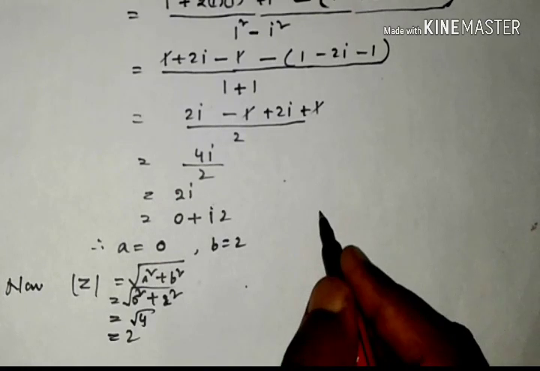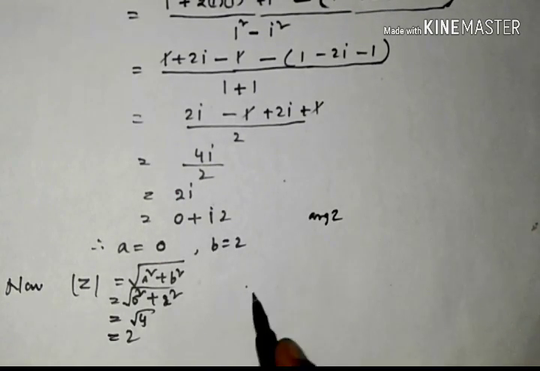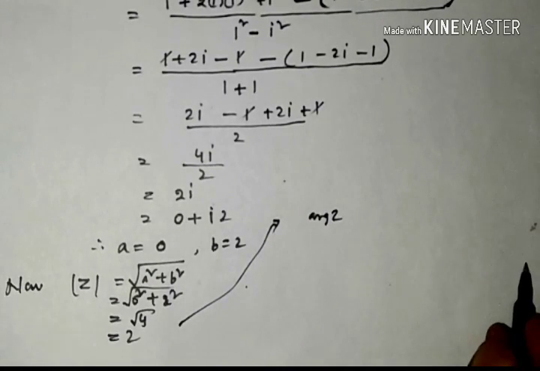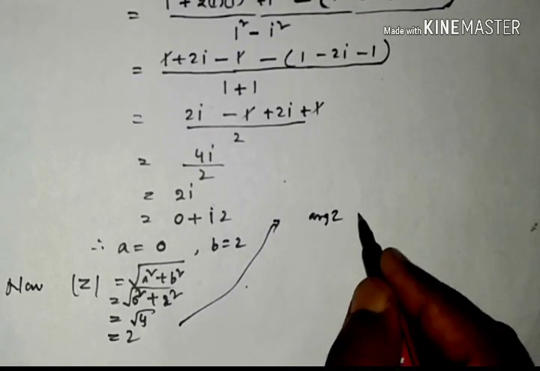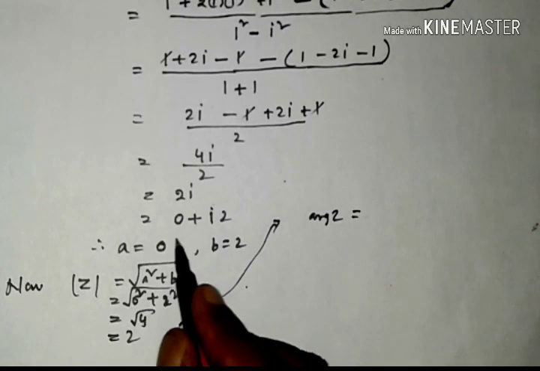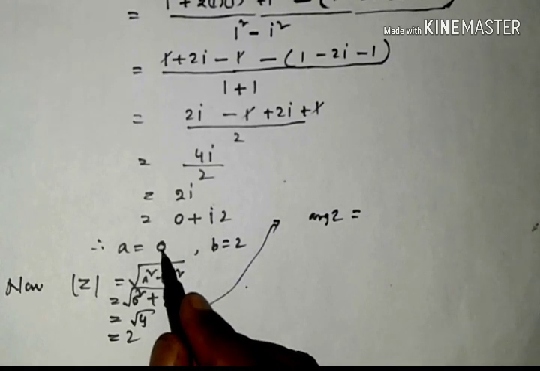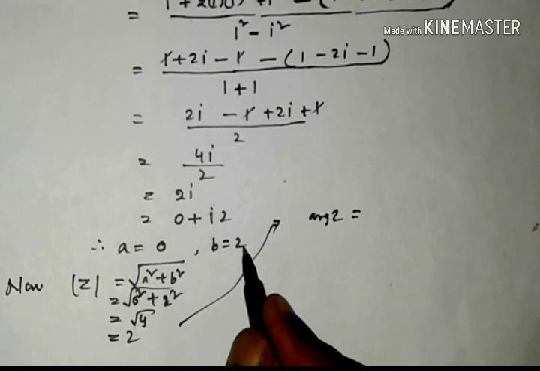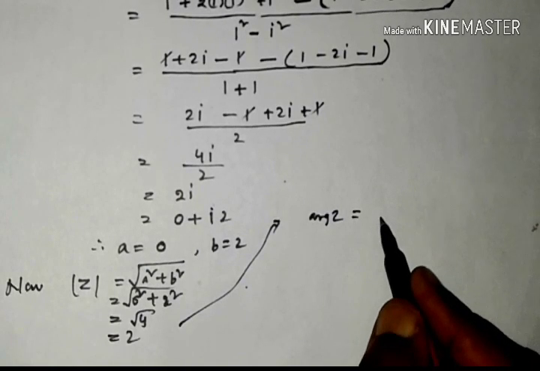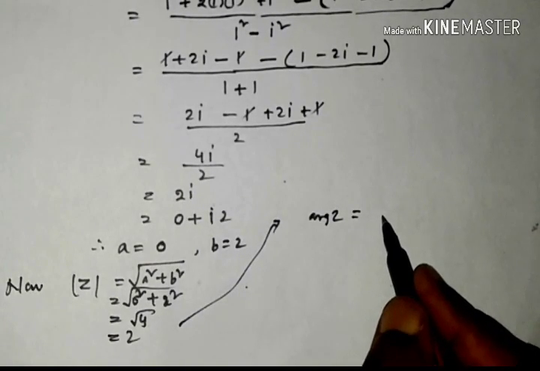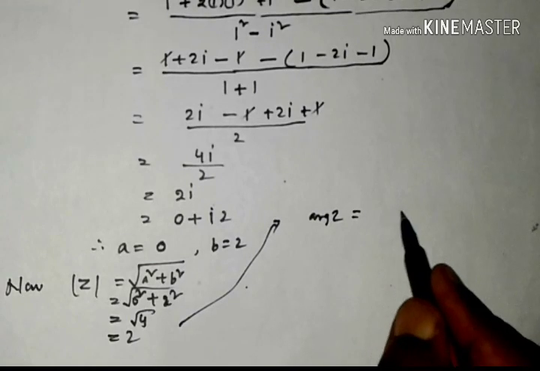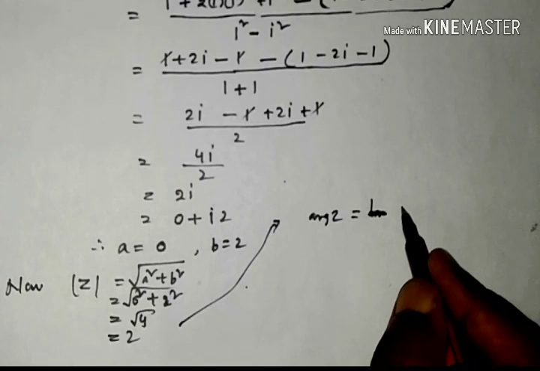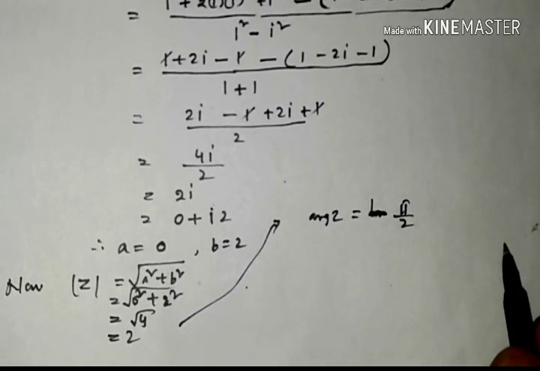And arg z. What is arg z? Argument of z. Since the real part is 0 and the imaginary part is 2, therefore it is on the positive y-axis. Therefore arg z is equal to, as we have discussed last, pi by 2.